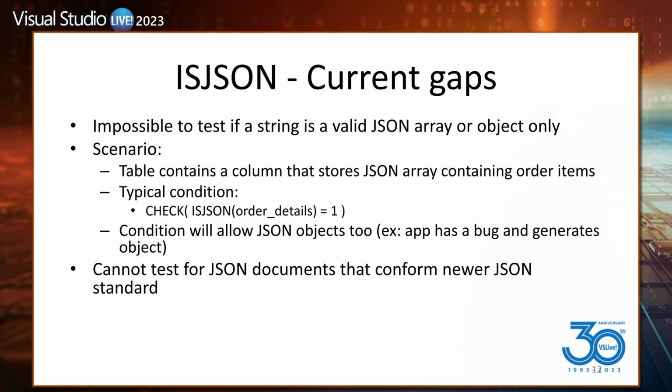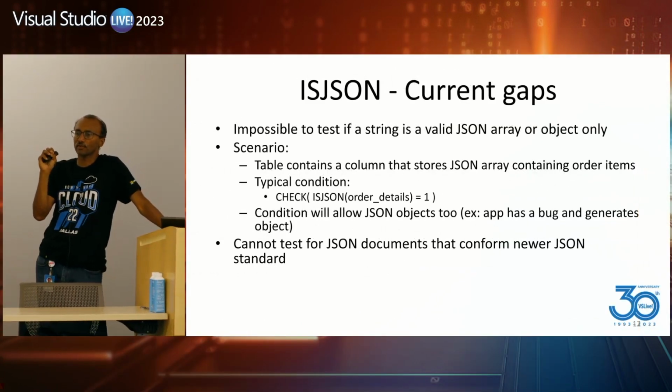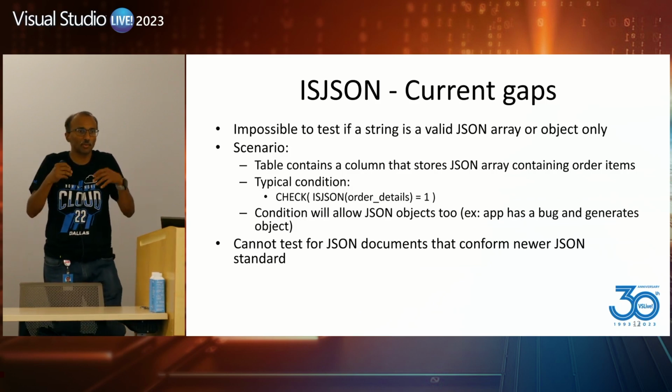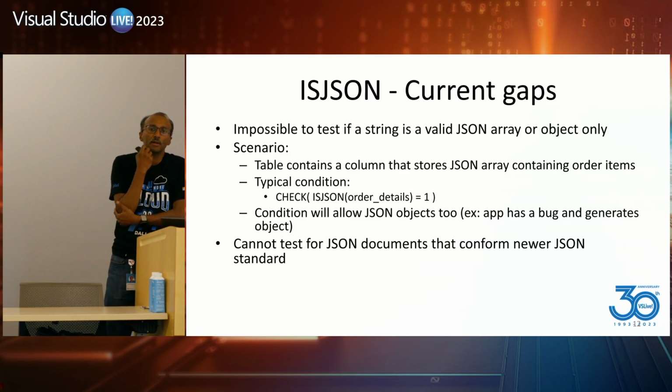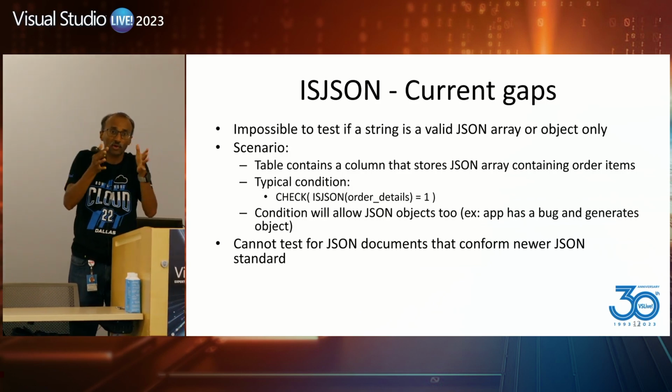So there are some gaps with the current isJSON, in the sense that it cannot distinguish whether the string is an array or an object. If you give it either, in both cases it will say true. But there are scenarios where you may want to actually look for a specific format.